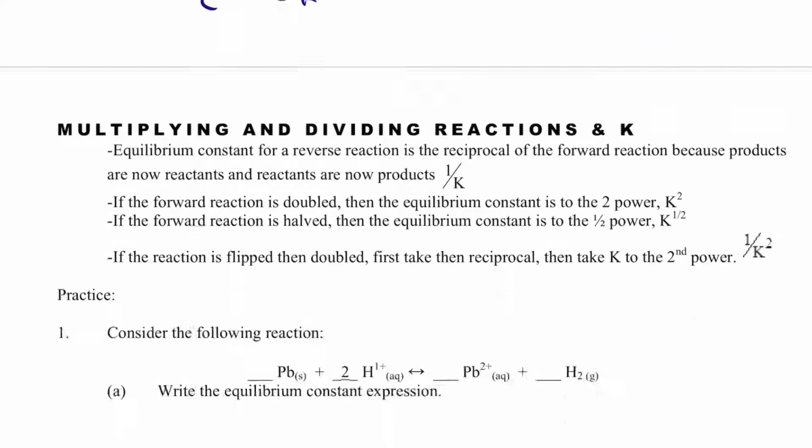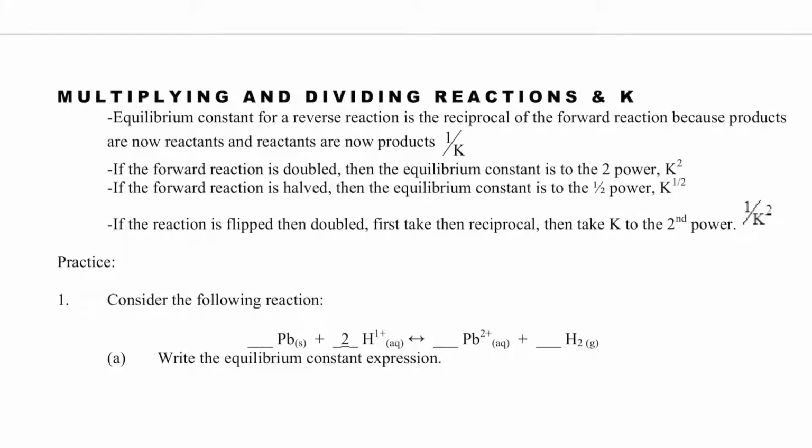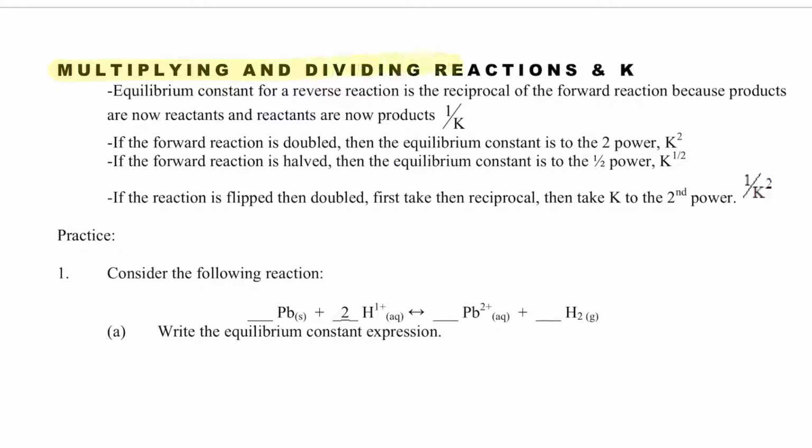Okay, let's look at a second example problem. On this one, we're looking at what happens if we multiply and divide reactions. What happens to K? So the first thing I want to do here is write my equilibrium constant expression. And remember, the only things that get put in your equilibrium constant expression are aqueous things or gas things. Solids and liquids are not included.